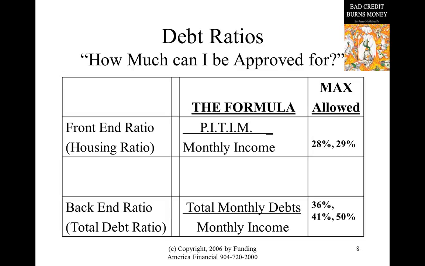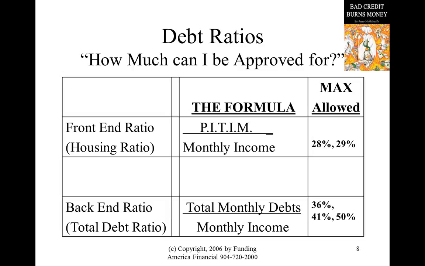Back-end ratio, that's all your debts. That's your PITIM for your mortgage, your car payment, your student loans, all of your payments that show on your credit report, add them up, divided by your monthly income. Traditionally, they need to be 36%. For an FHA mortgage, they need to be 41% or less. For a subprime mortgage, which you do not want, you can get approved for higher. You'll need it given those types of rates and payments we saw.